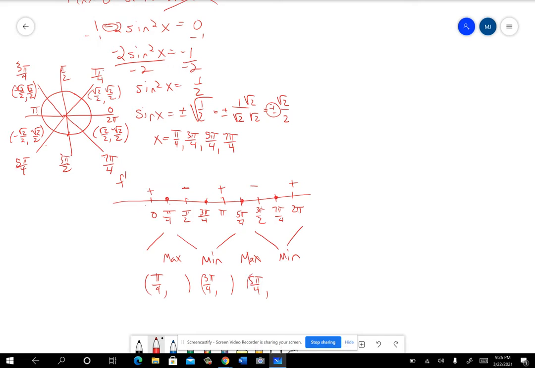We already know the something because we already had that previously. And then 7 pi over 4 something. And remember that this is what the outputs turn out to be. So at pi over 4, your sine value is positive. 3 pi over 4, your sine value is positive. But at 5 pi over 4, your sine value is negative. And at 7 pi over 4, your sine value is negative. Okay.